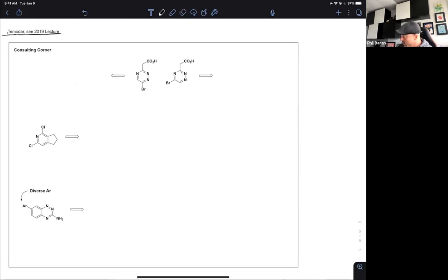So let's move on to the last consulting corner, which gives us a real exposure to triazines. Unlike the 2019 lecture, which I felt was too abstract and not sufficient to prepare you for the real world, here's some real world stuff. So these are the kinds of triazines and the use of triazines that you may encounter in your life. Let's take a look at this first one. How would we go about making that?